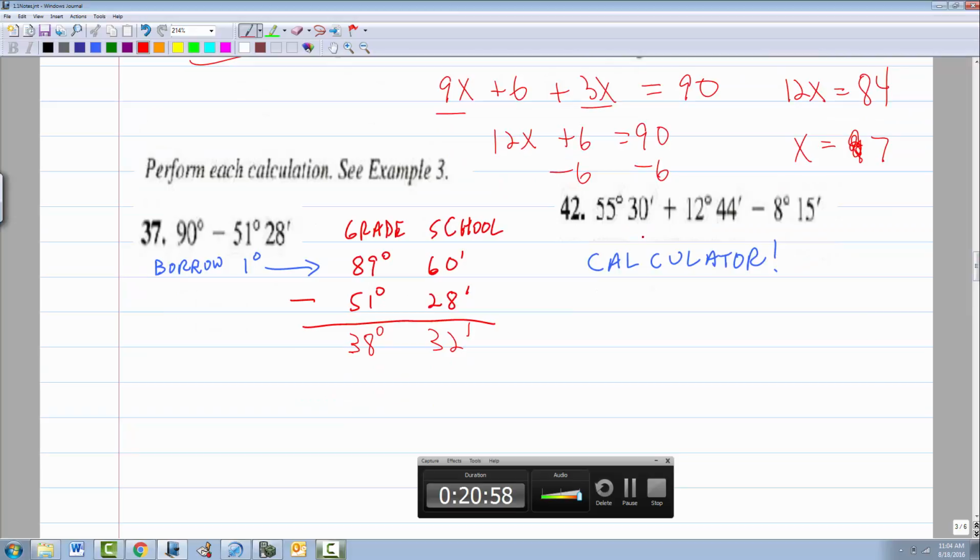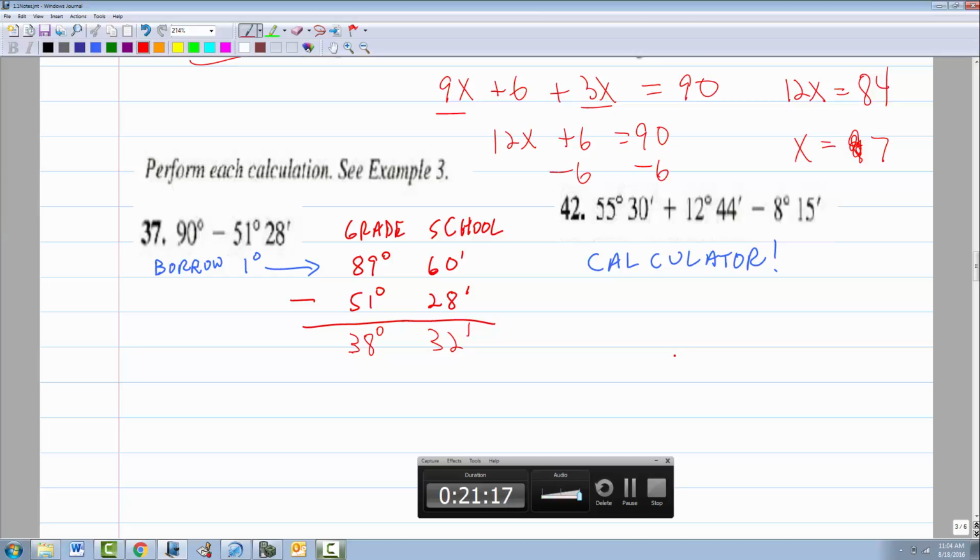Now watch how I do this one by hand. Again, if you don't like what I'm doing right now, you should, because it's actually easy. I'm sorry, it is. Turn these into decimal, decimal, decimal. Add, subtract the decimals. Get your decimal answer. Turn your decimal back into degrees and minutes.